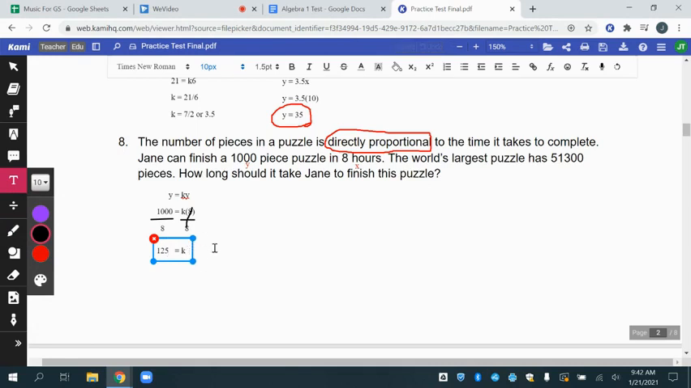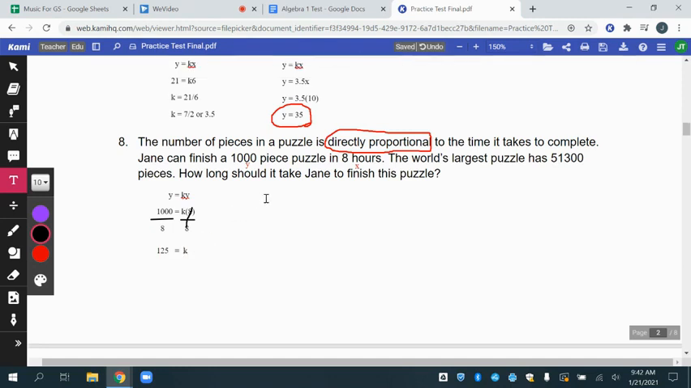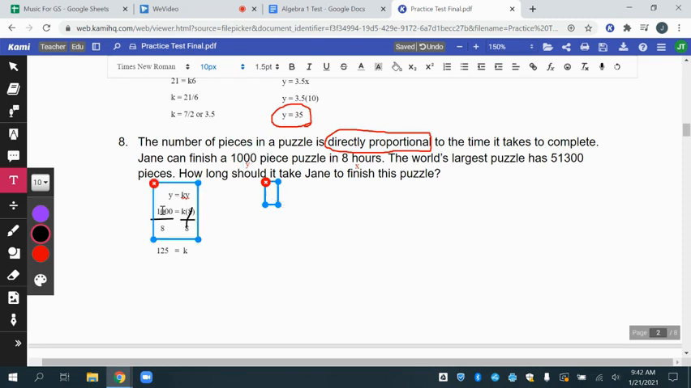What does that mean? It takes her about an hour for every 125 pieces in the puzzle. That's what we're saying. Okay, so what does that mean? Well, now we have a puzzle that's 51,300 pieces. Okay, so I need to solve that one. How long will it take her to do that? Well, I made pieces be y. So I'm going to keep pieces as y. 51,300 pieces should take, well, it takes her about 125.